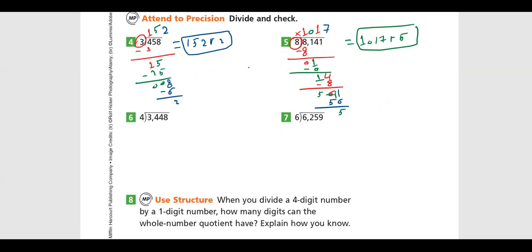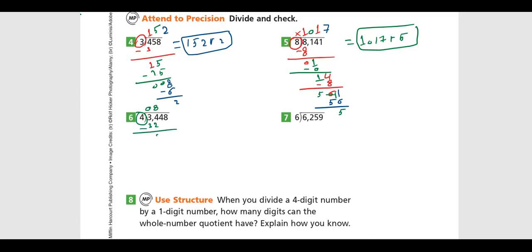Divide 3,448 divided by 4. So, how many 4 in 3? It's 0. So, I'll take two numbers, 34. So, how many 4 in 34? It's 8. 8 times 4, 32.